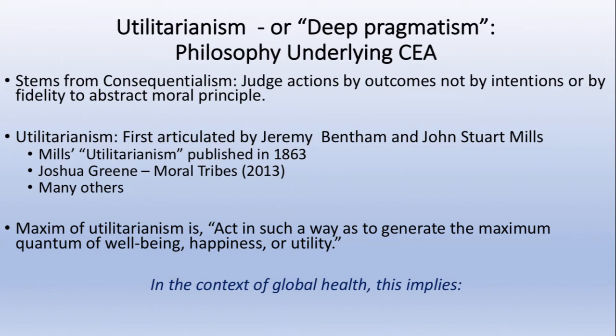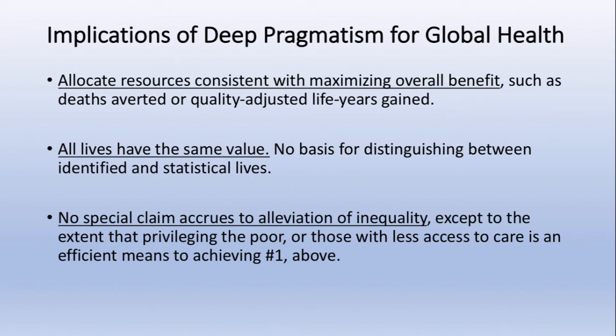So what does this mean in the context of global health? Well, it implies at least 3 things. One is that scarce resources should be allocated so as to maximize overall health benefit, such as deaths averted or quality-adjusted life years gained. That's the idea. Maximize human flourishing, maximize well-being.